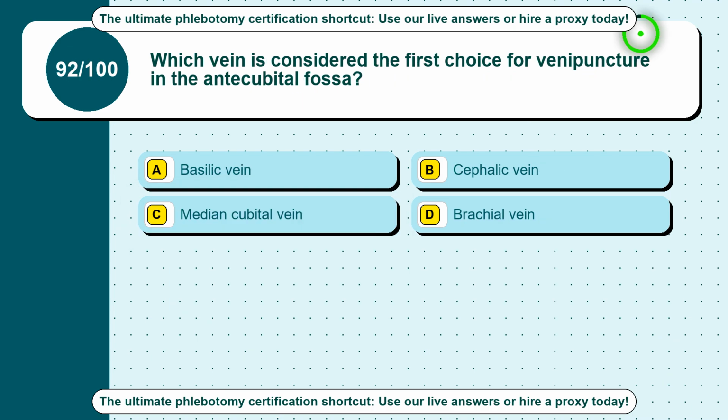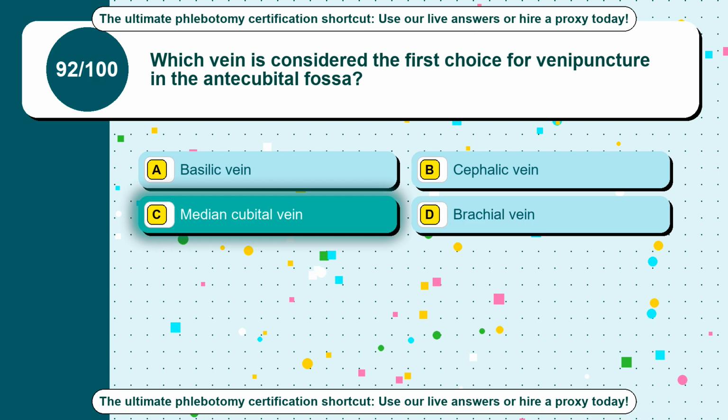Question 92. Which vein is considered the first choice for venipuncture in the antecubital fossa? Option A, basilic vein. Option B, cephalic vein. Option C, median cubital vein. Option D, brachial vein. The correct answer is option C, median cubital vein.